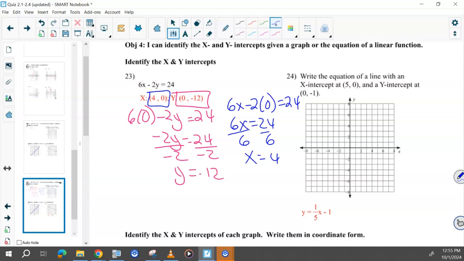So do you have a question? 24, you could start this one by plotting those points, 0, -1, and 5, 0. But then we need to write the equation of this line. So we need to count this slope. And then once you have that slope and your y-intercept, write your equation. Y equals 1/5 x minus 1. So we need that equation to answer that problem.